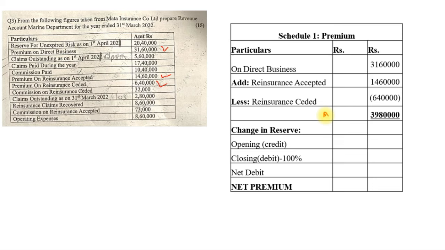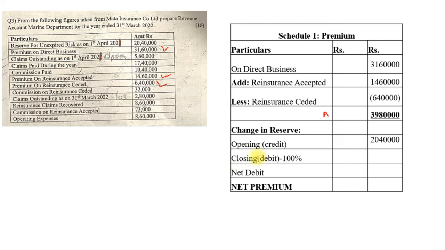Now next is change in reserves. Under change in reserve, the very first thing that you need to note down is your opening. We can see here, reserve for unexpired risk as on 1st April 2021. That's the opening balance. Now, there was an error in the question paper, so this is 21 and this is also 21. So the value is 20,40,000. We noted down the opening.